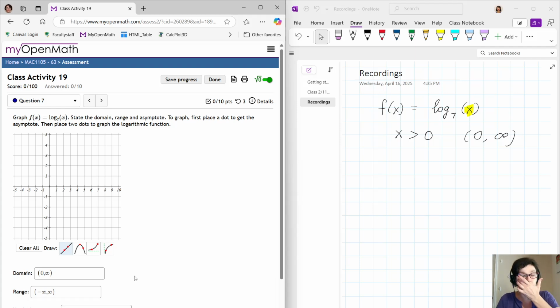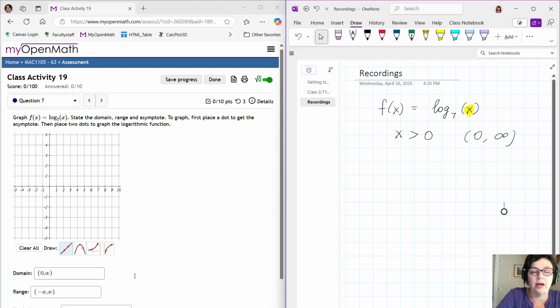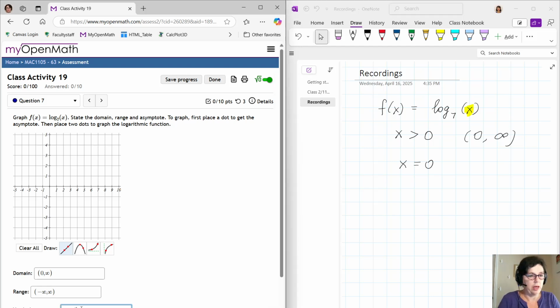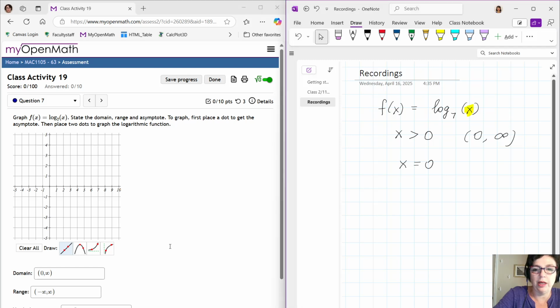Finally, for the asymptote, what you would do is make whatever is in parentheses, the argument of the log, equal to 0. So in this case, this is just going to be x equal to 0. Now, in order to graph the log, we need to graph the asymptote, and also we need two values. Those values have to be integer x and y coordinates. So we need to get 2 points that would belong to the graph of this function. Let's see if we can find out what x values would work.